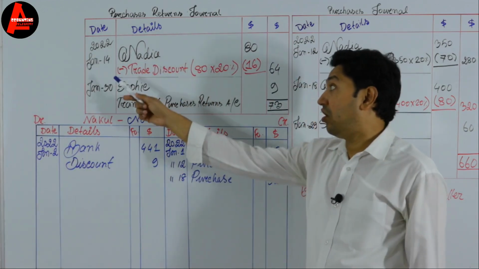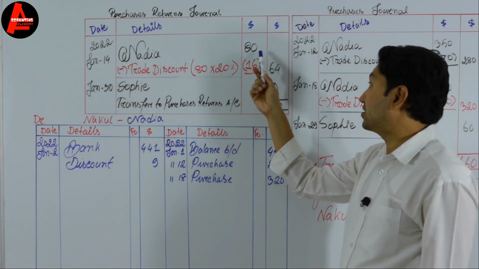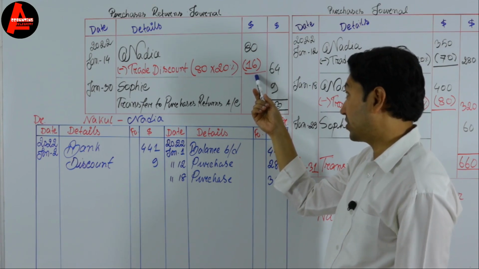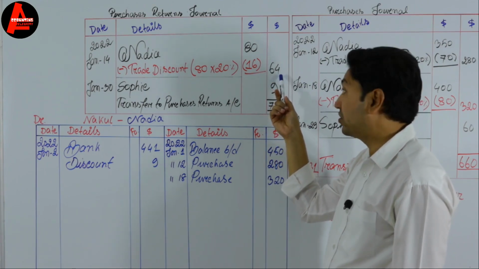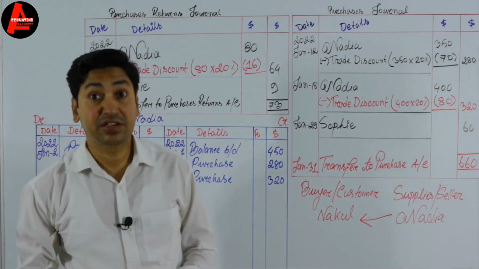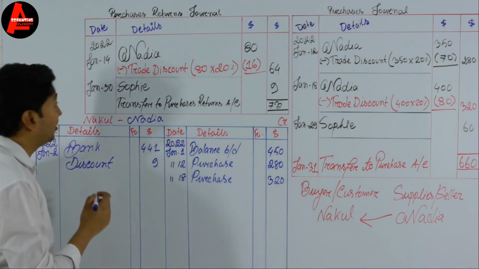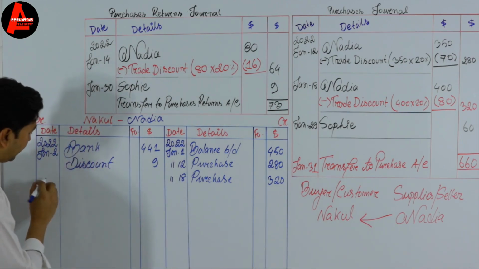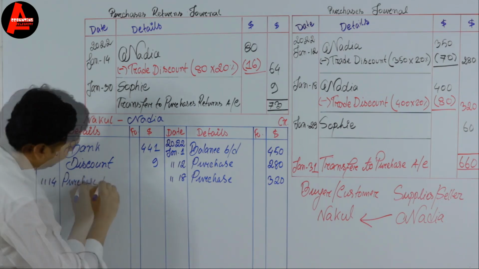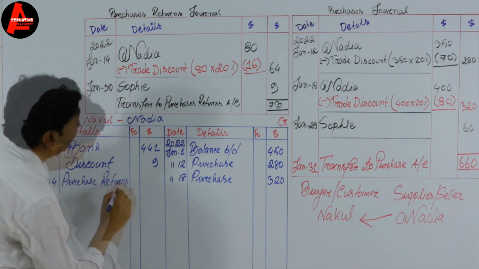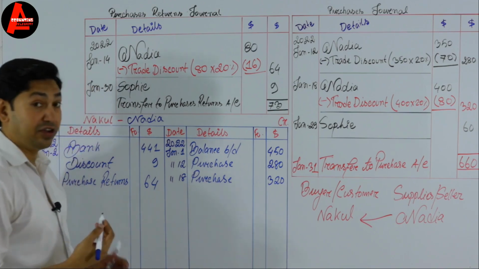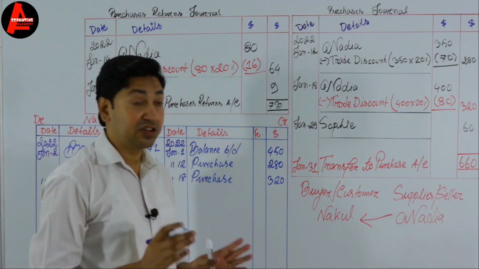Now come to the purchase returns journal. Here we have Nadia on January 14. It is $80 list price and $16 discount. We subtracted the trade discount and got a final price of 64. This 64 will be included on the debit side as purchase returns. So the date is January 14, we will write here purchase returns, and the final price was $64. So we included all the transactions.